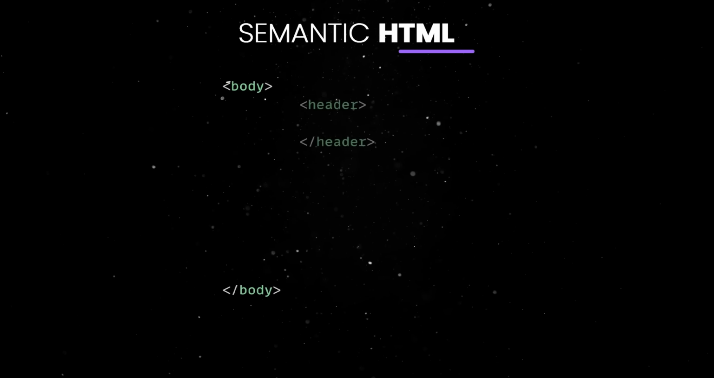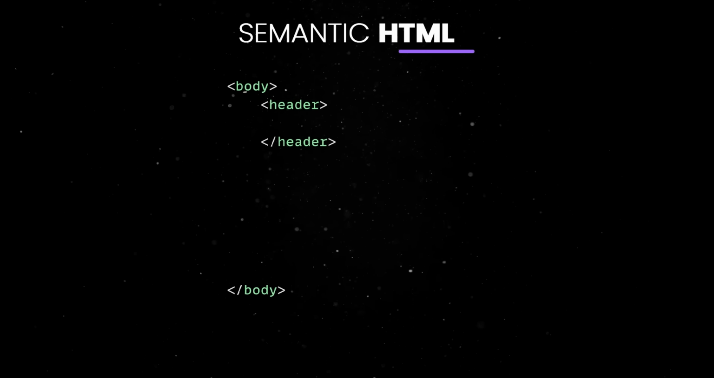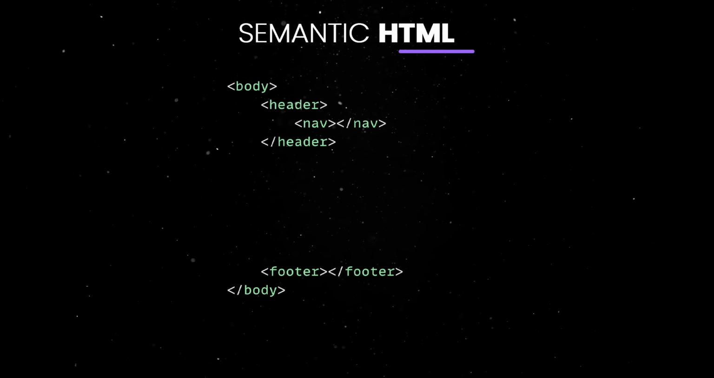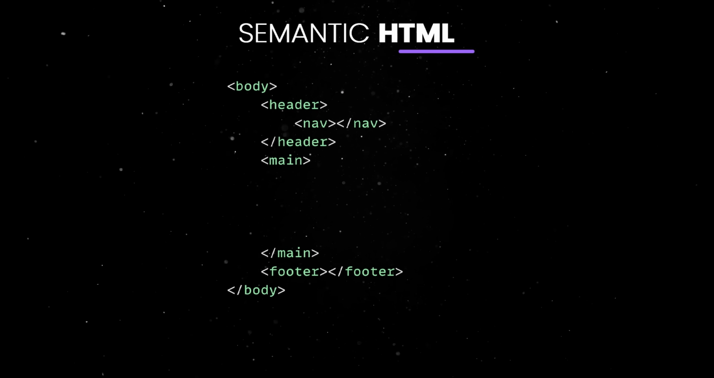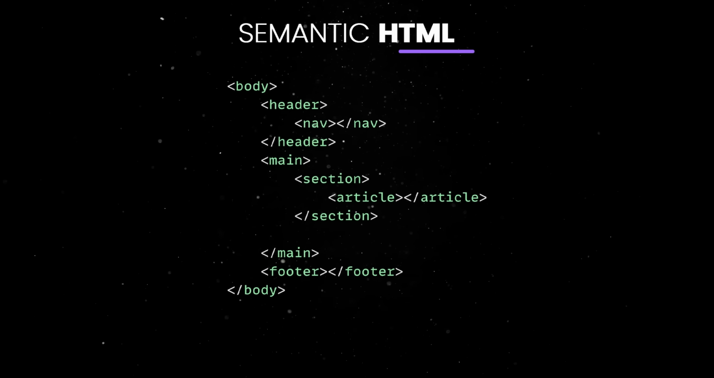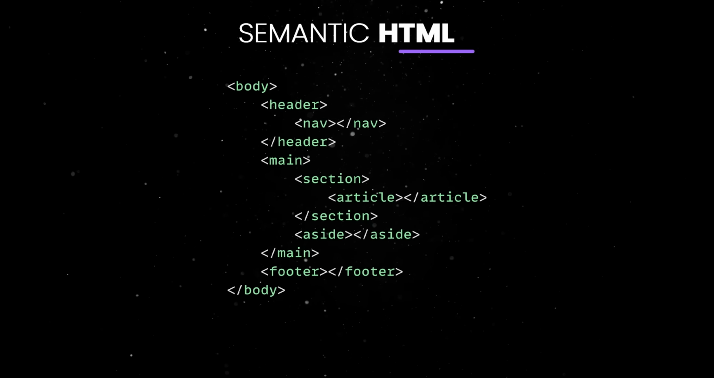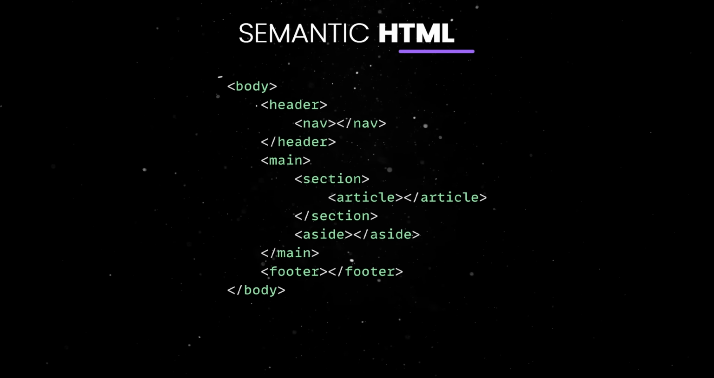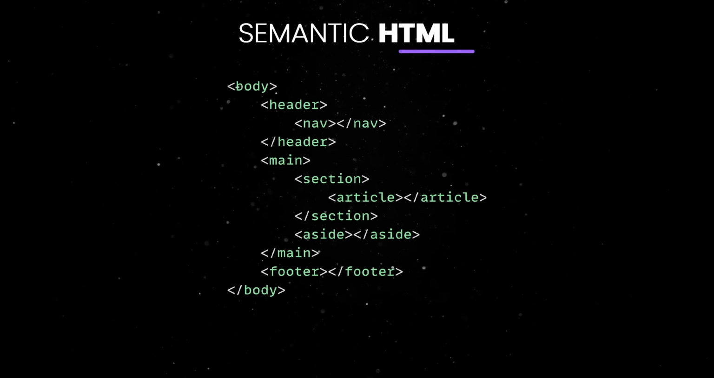So you can use headers to define a top section of an area, footers to mark the end of an area, navs to indicate a block of navigation links, the main tag to highlight the primary content of an area, section and article to group related content into logical units, and aside elements to define supplementary content like sidebars, pull quotes, or related links that aren't part of the main narrative but provide valuable context.